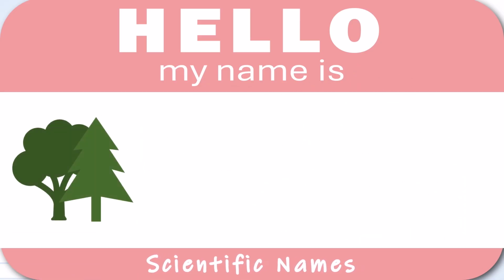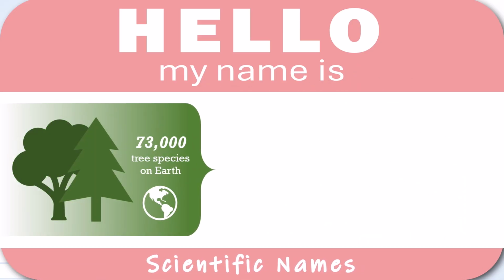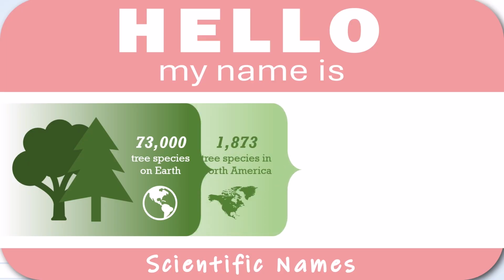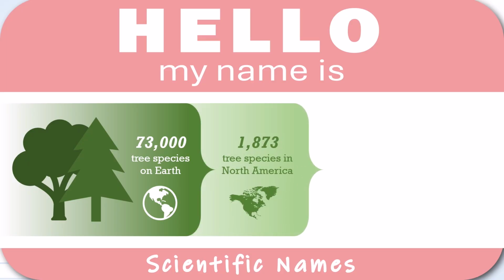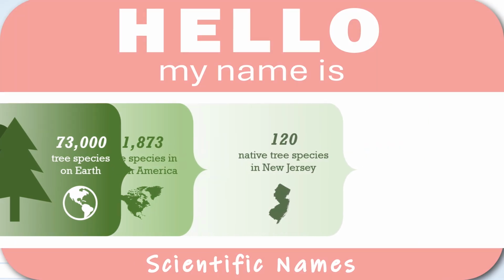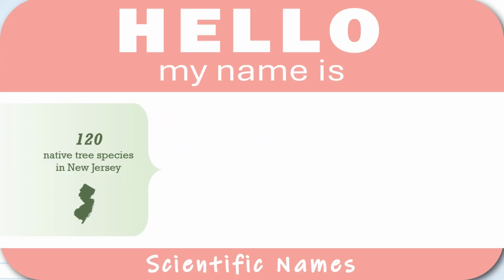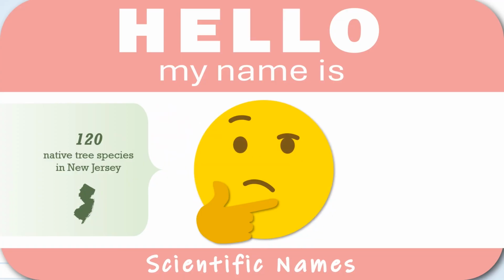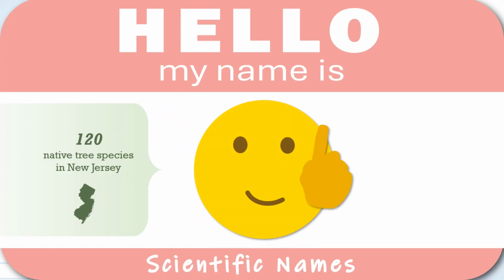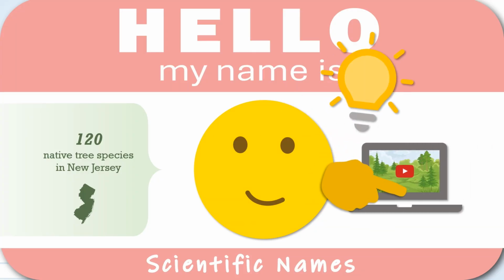There are an estimated 73,000 tree species on Earth. North America alone has about 1,873 tree species, whereas New Jersey is home to about 120 native tree species. But memorizing 120 scientific names is still a daunting task. If you want to know more about the most common trees in New Jersey and their scientific names, check out our Trees of New Jersey video here.